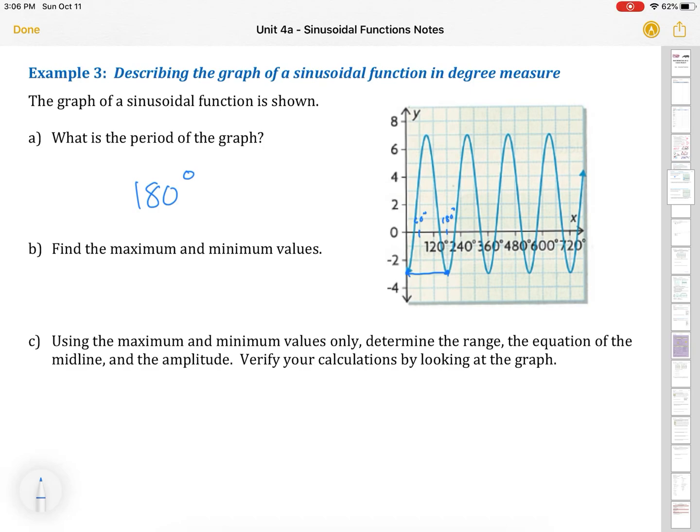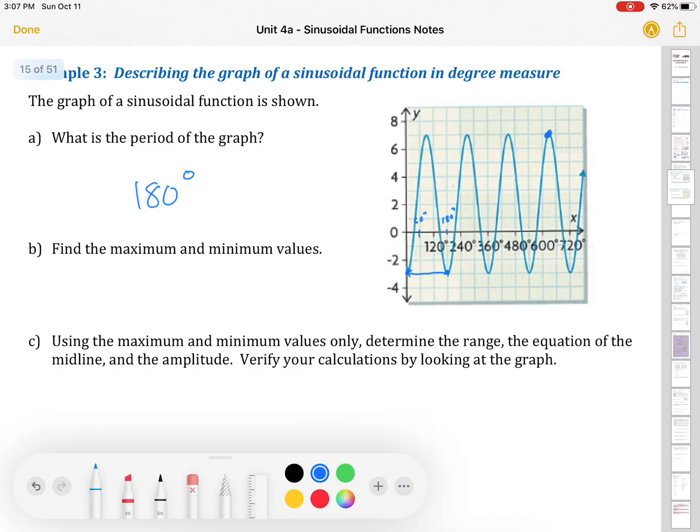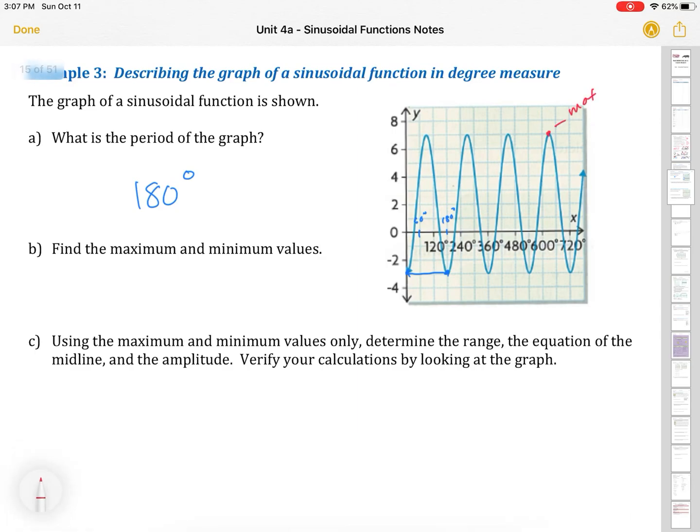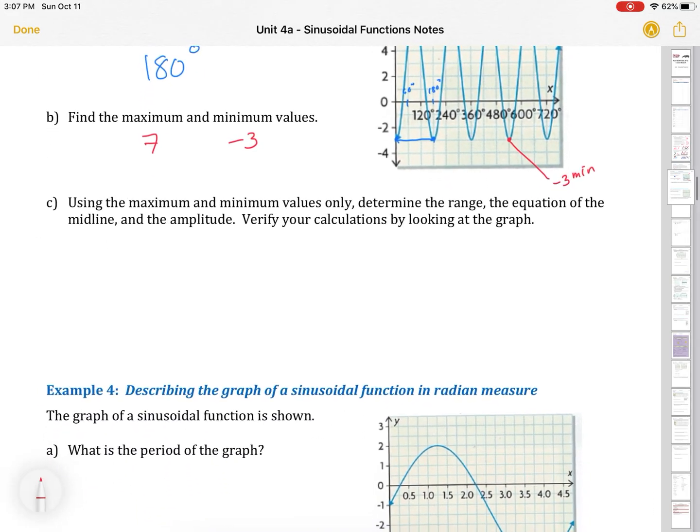Then it says, find the maximum and minimum values. So the maximum value is right there. I'm going to do it in a different color so it's easier to see. So this would be our maximum, which, looking at our graph, is 7. And our minimum over here is -3. Okay? So maximum is 7, minimum is -3.